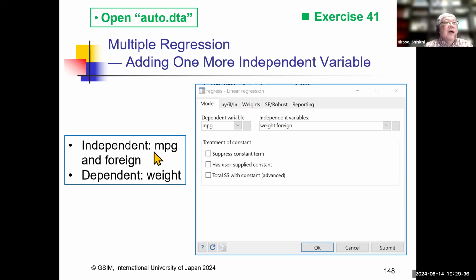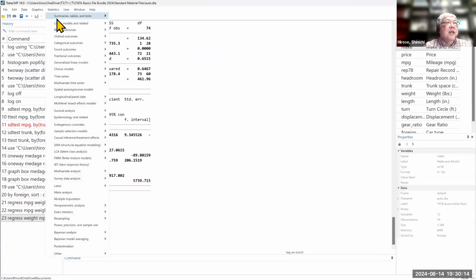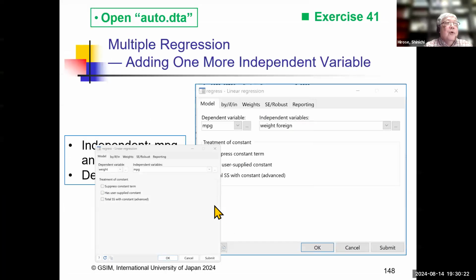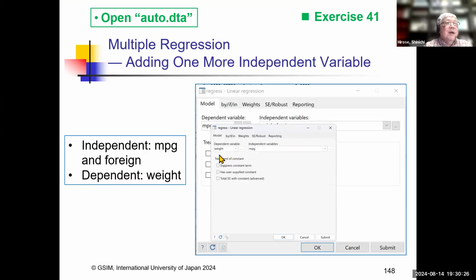So in this case, we have two independent variables, miles per gallon and the foreign, and the dependent variable will be weight. So this is wrong, correct? This is not right. So let me do that. Not this one. Statistics, linear regression, and this time I won't make a mistake. Dependent variable weight, independent variable miles per gallon, and the foreign.